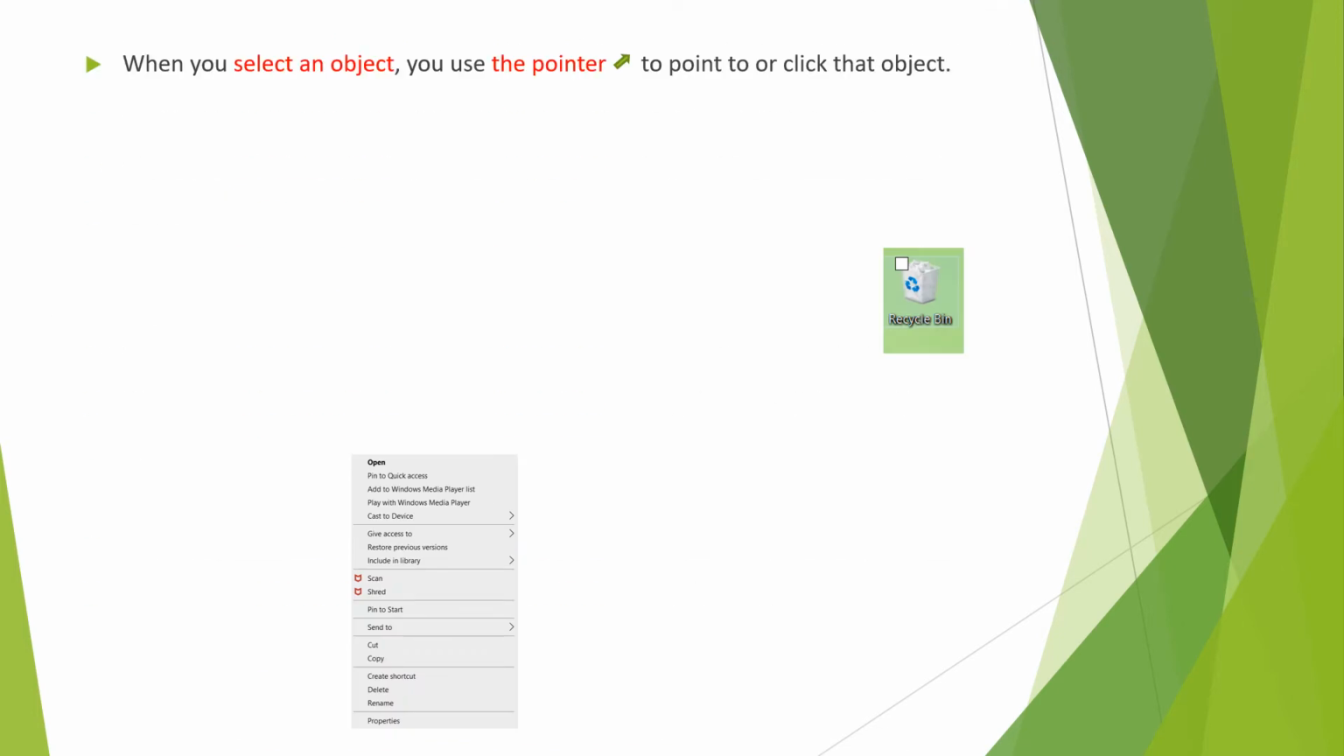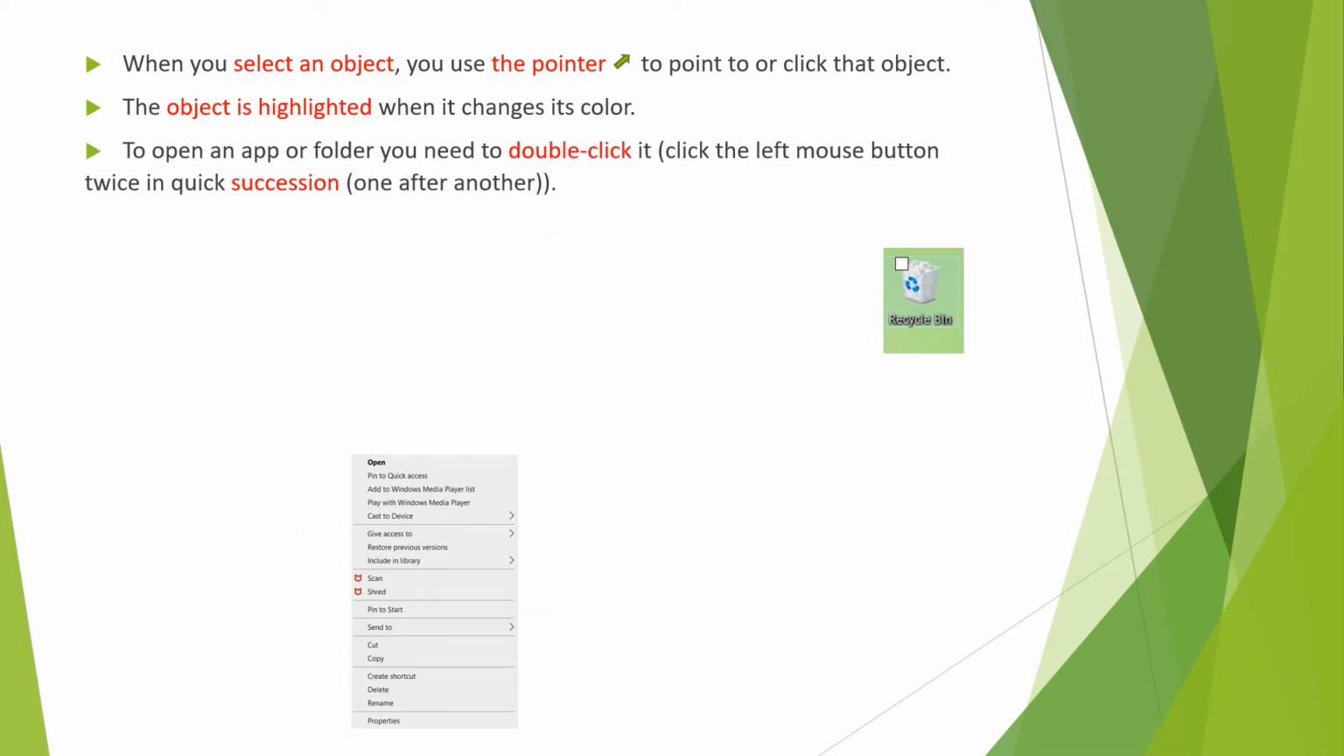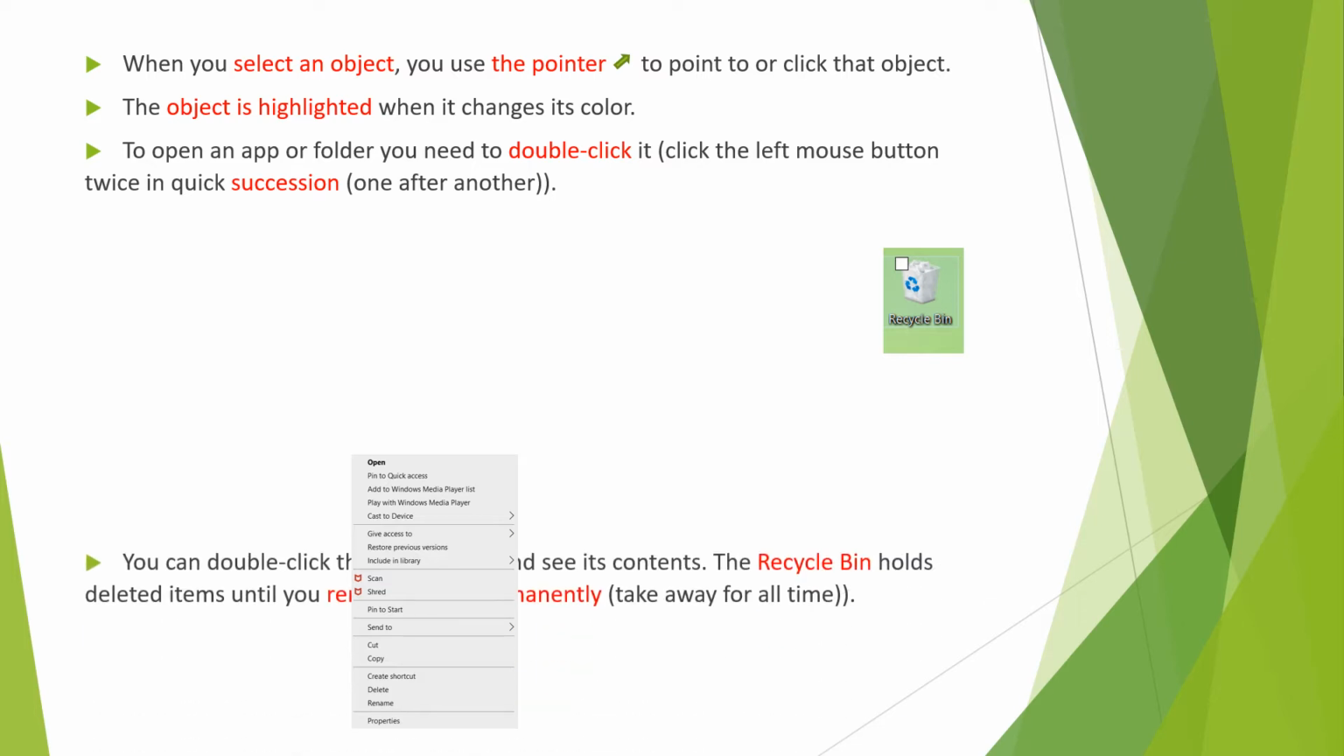When you select an object, you see the pointer. To point to or click that object. The object is highlighted when it changes its color. To open an app or folder, you need to double-click it. Click the left mouse button twice in quick succession, one after another.